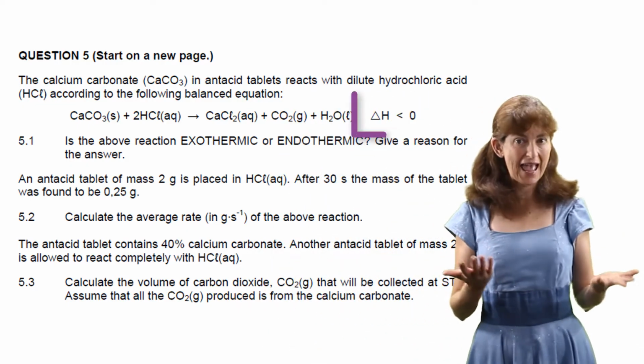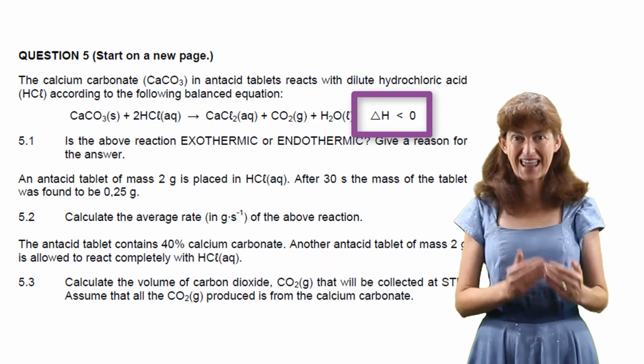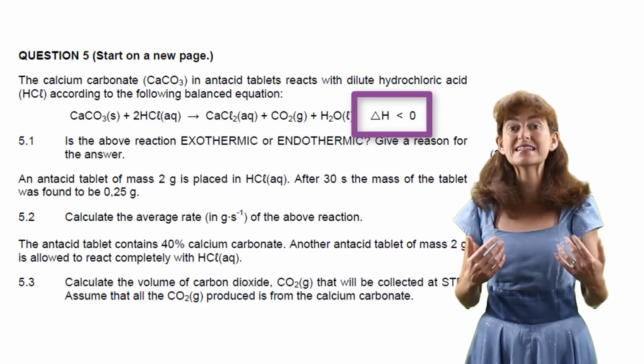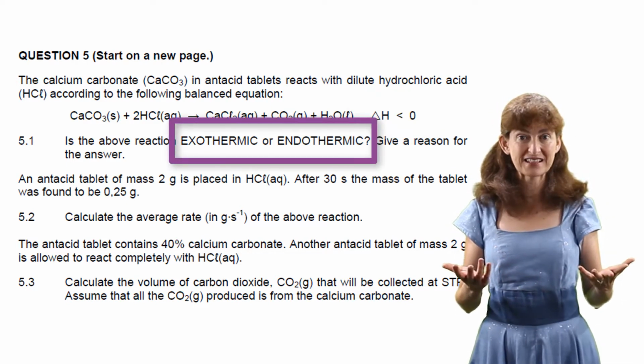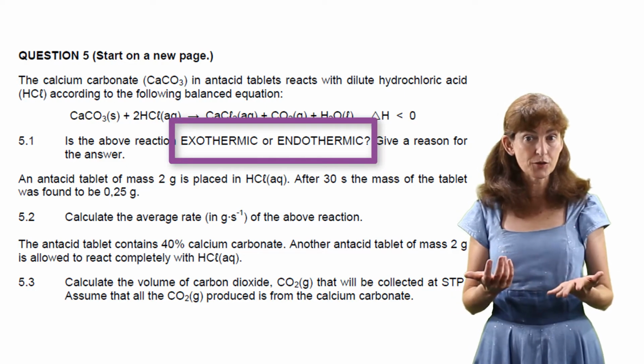We're given delta H for this reaction. It is less than 0. In other words, it's negative. And we're asked if that tells us it's an exothermic or an endothermic reaction.